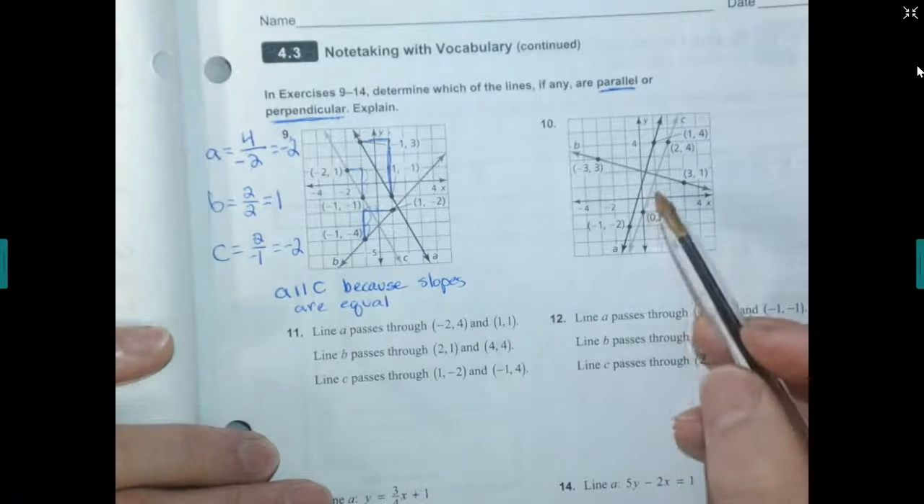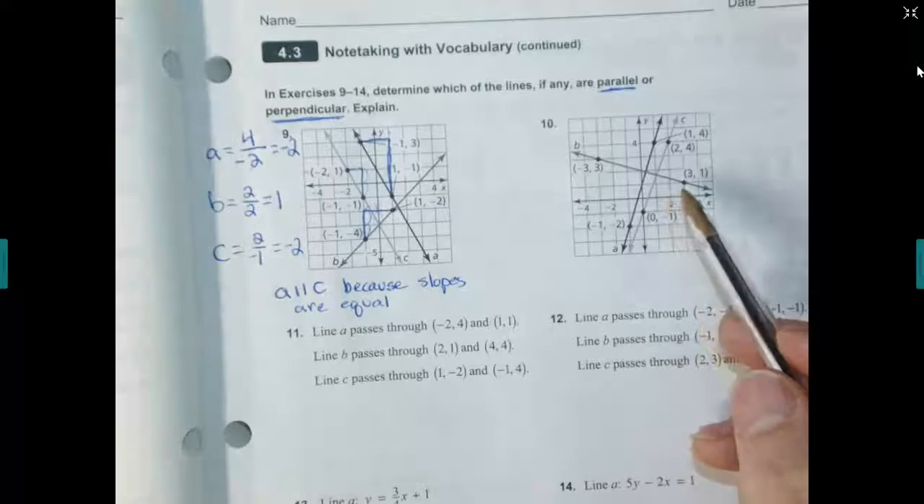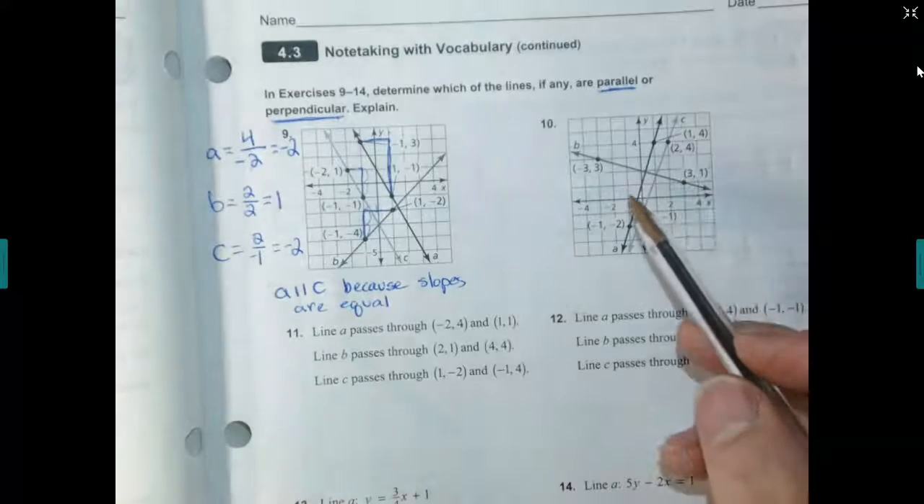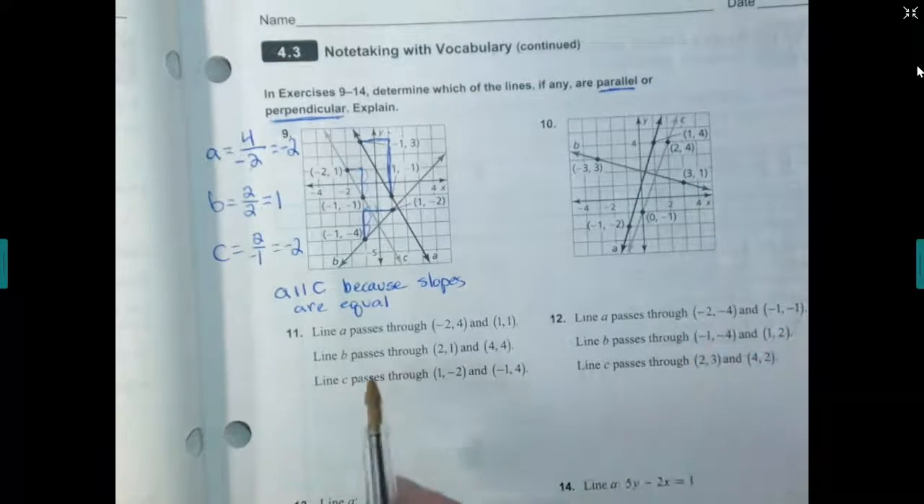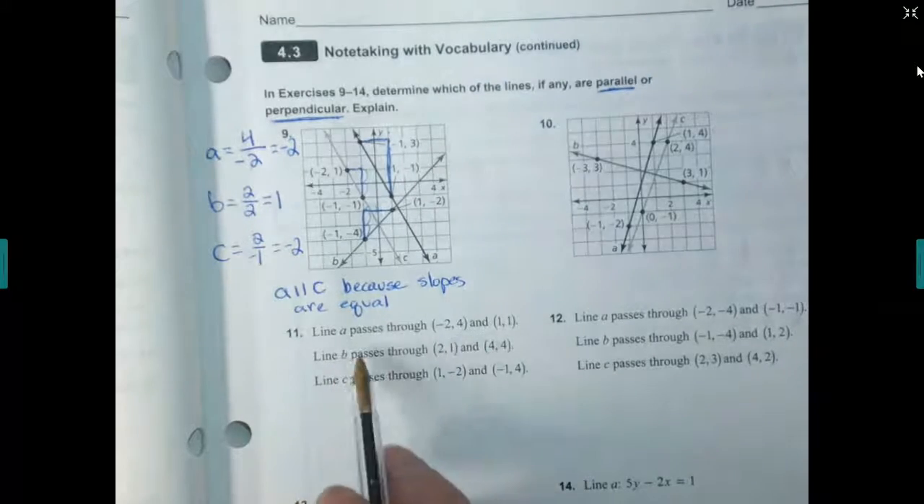Alright, check these ones and see what you get. See if any of them are perpendicular or parallel. Alright, number 11. Here we've got one with several. I'm going to do this on a separate sheet of paper again.